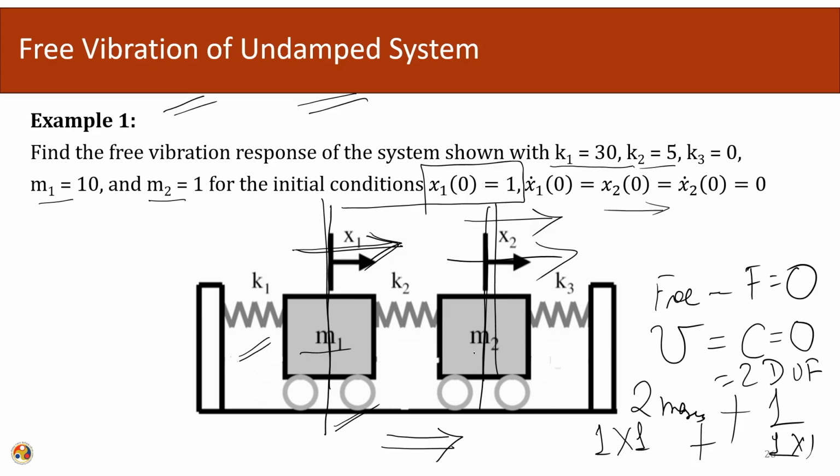The values of m1, m2 and k1, k2 and k3 are given here. There is no forcing function in the system. So, this is a case of free vibration and there is an initial condition in the system which causes the system to vibrate. There is no damping in the system. So, this becomes a case of undamped system.